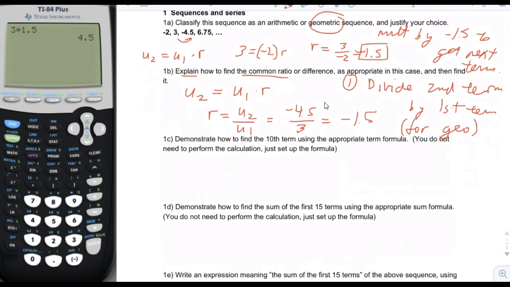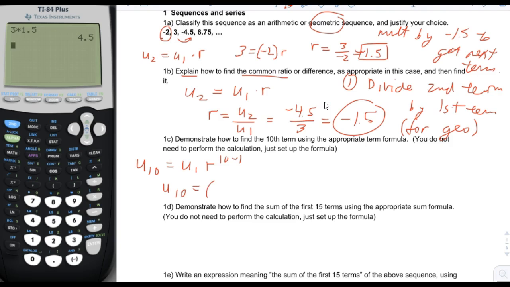1C. Demonstrate how to find the 10th term using the appropriate term formula. You're going to look on your note sheet and you're going to have all the formulas there, right? So the formula for a geometric sequence is U10 is equal to U1 times r to the 10 minus 1. That's the term formula. It tells you how to find the 10th term. The first term we know is -2, and the r value is -1.5.